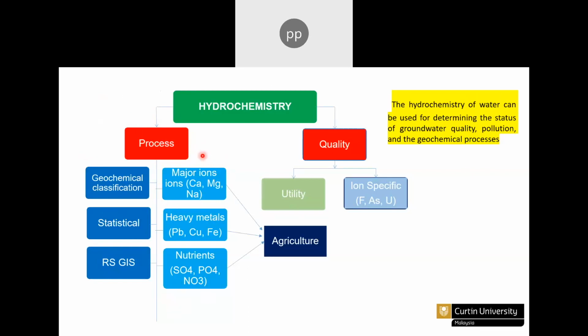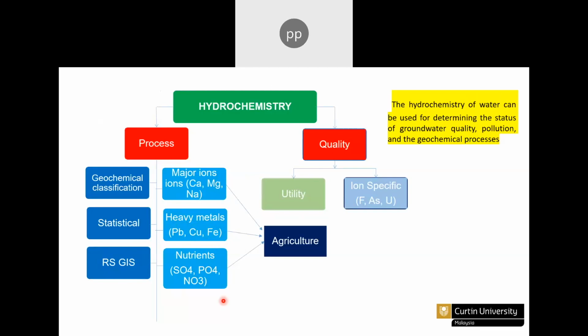If you take the water composition, these are the three major groups of elements present in the water. The first one is the major ions, for example calcium, magnesium, sodium, potassium, and so on. And heavy metals, which you can also call trace metals, like lead, copper, iron, zinc, etc. Even though they are present in trace amounts in the water, they play a significant role in terms of quality. And finally, the nutrients, a very important one, because you can directly link nutrients to agriculture.